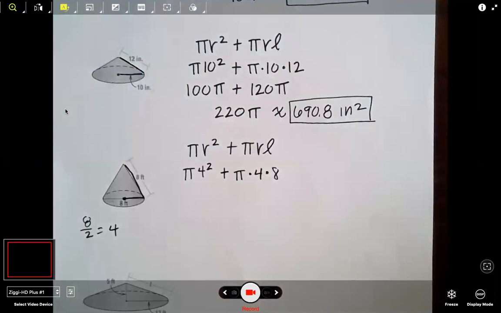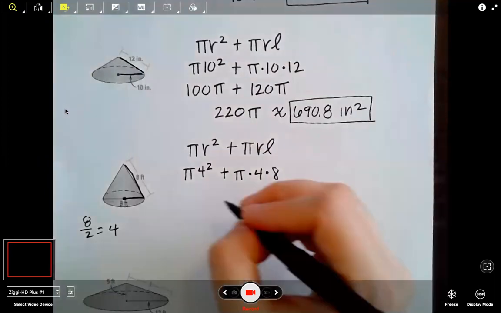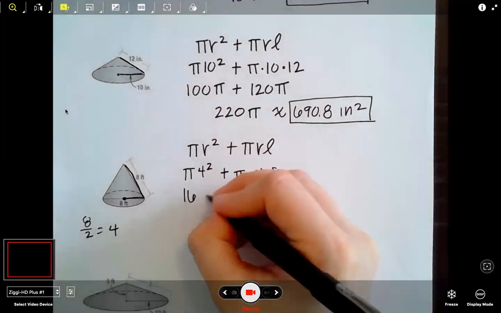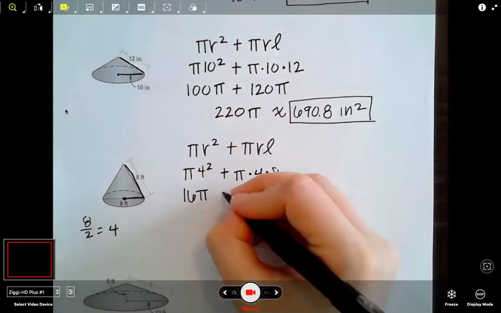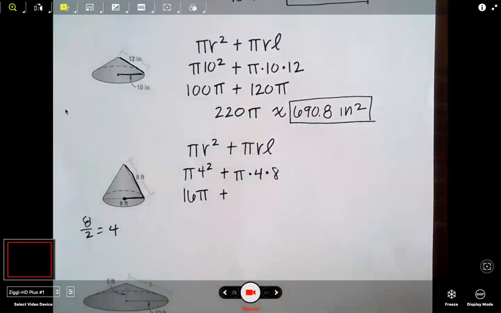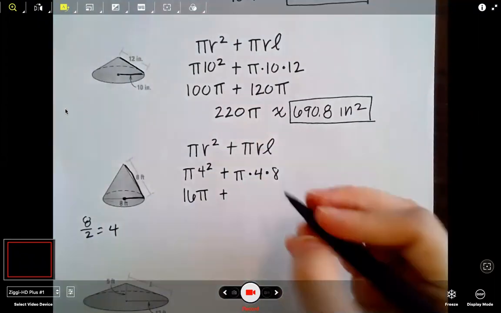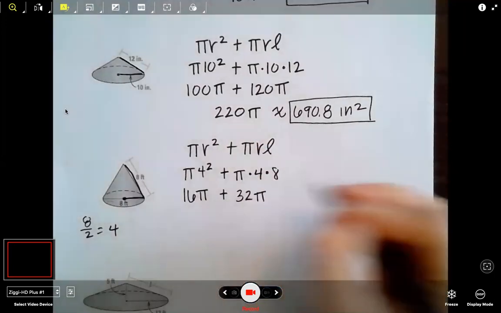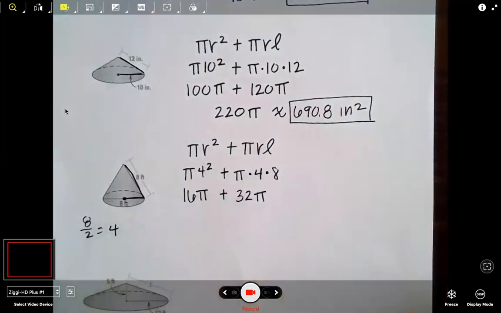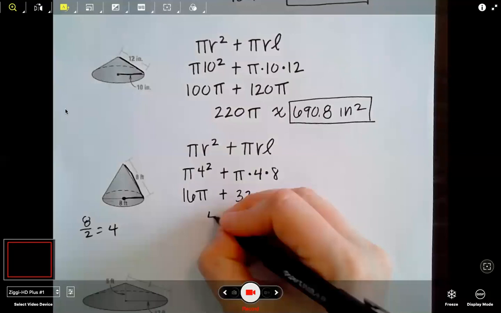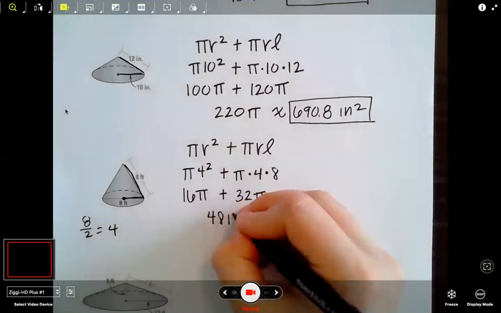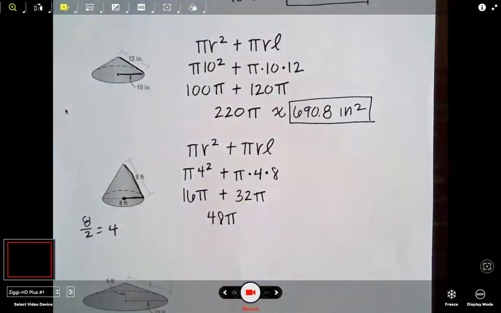Okay, 4 squared we said was 16. And now what's 8 times 4? 32. Yep. Good work. And then if we add our pi's together, 16 plus 32. 48 pi. Yep. And now take 48 times 3.14 or the pi button.